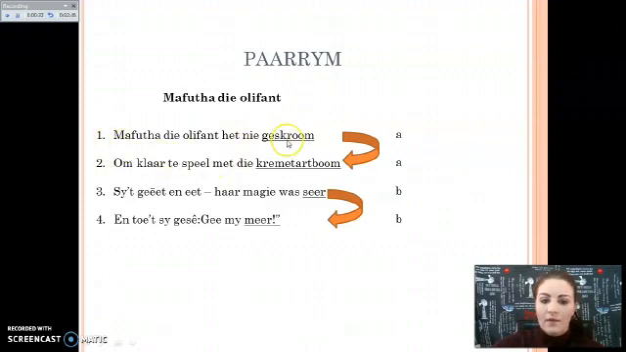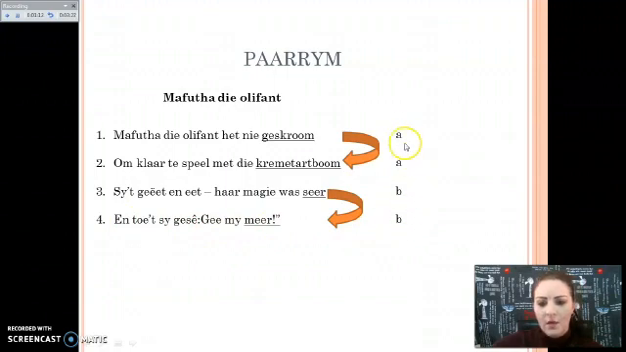Line 1 ended with geskroom. We're going to put an A. Line 2 ended with kremmertaartboom. Now, boom sounds the same as geskroom, so you're going to use the same alphabet letter. Let's move on to line 3. Line 3 ended with seer. Now, seer sounds the same as the last word of line 4, which is meer. Yet again, we're going to get the same alphabet letter.